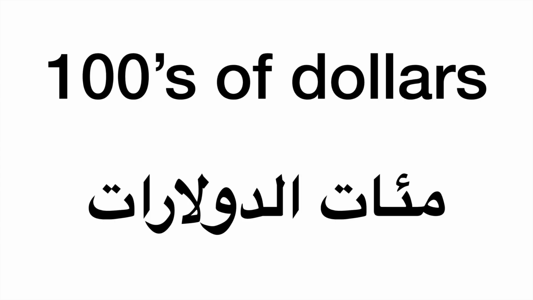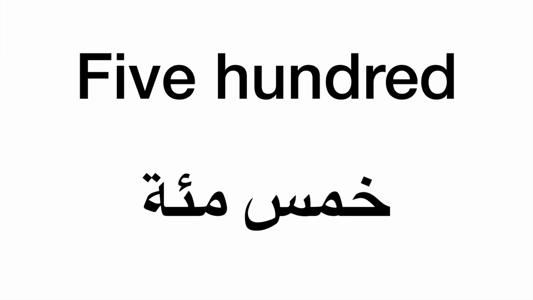The plural, if you want to say hundreds in Arabic, is mi'at. If you want to say hundreds of dollars in Arabic, you would say mi'at ad-dolarat. But if you want to say 500, then you would say khamsu mi'a. You see, in English, it's 500 and not 500s. So the same in Arabic.